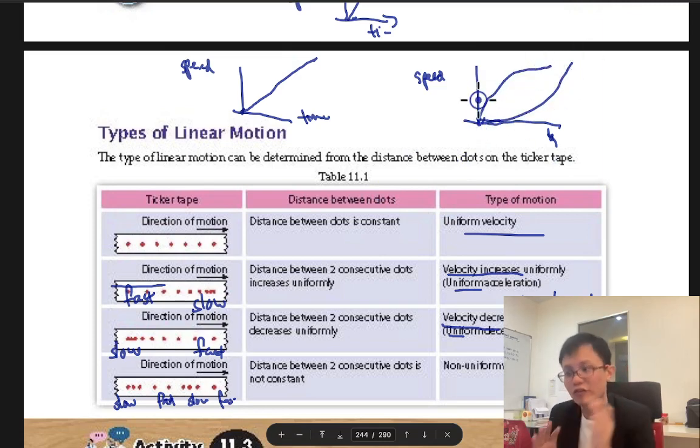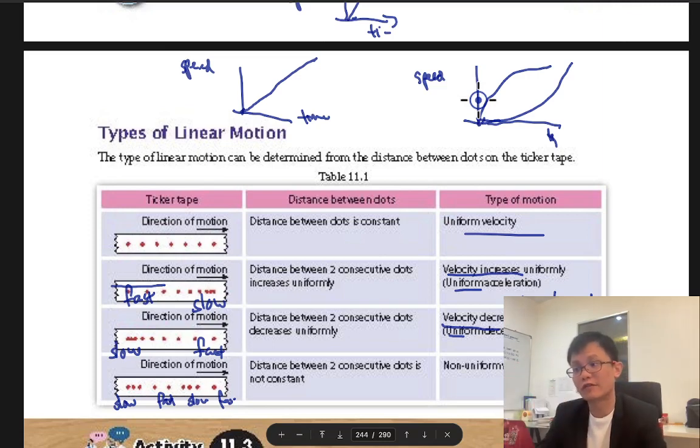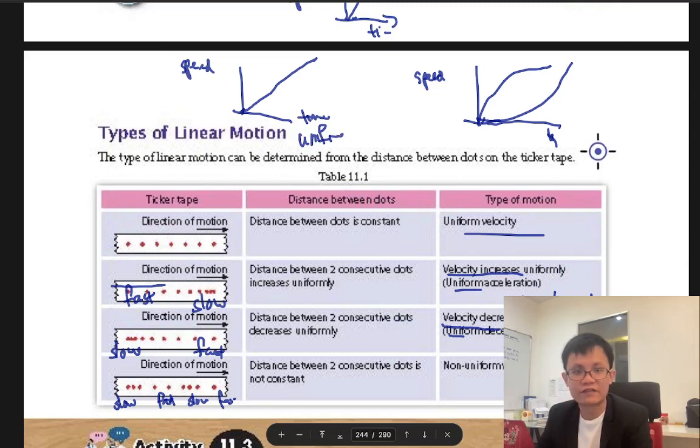If not uniform, it will be either like this or like this. It's not a straight line. Maybe the speed at first is very fast, then after that it also increases speed but very slowly. Or at first it's very slow, then the speed increases very fast. So that is called not uniform. Uniform means standard. Uniform speed. Of course, same with deceleration.